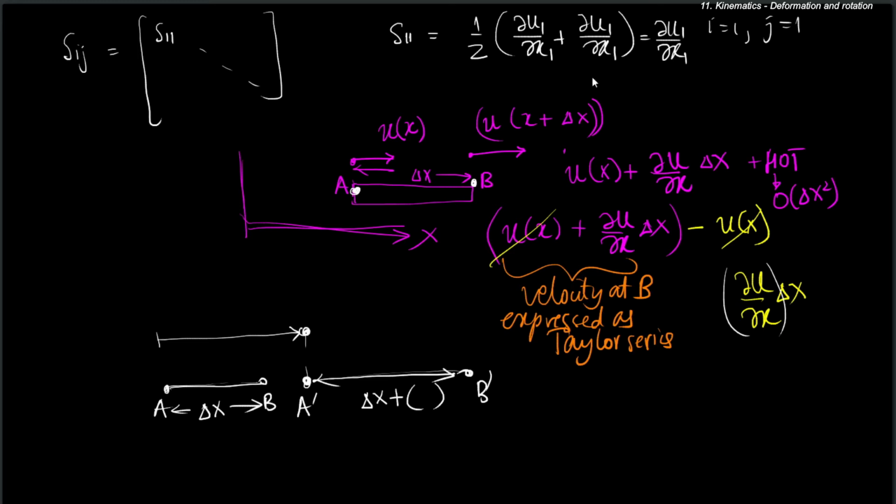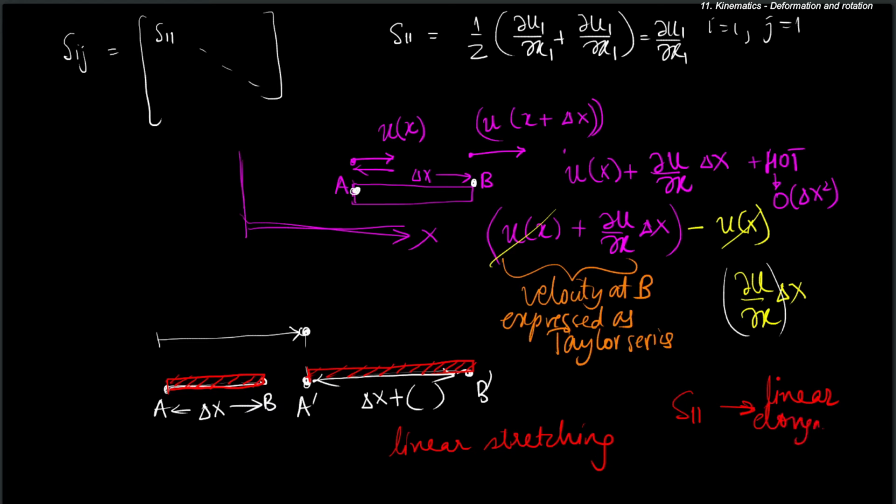So the physical idea should be clear: because point B has a higher velocity than point A, point B prime will travel more than the distance A prime would have traveled, and that will lead to a linear stretching of the element. So physically we understand that S11 is responsible for linear elongation in the one direction, that is the x direction.